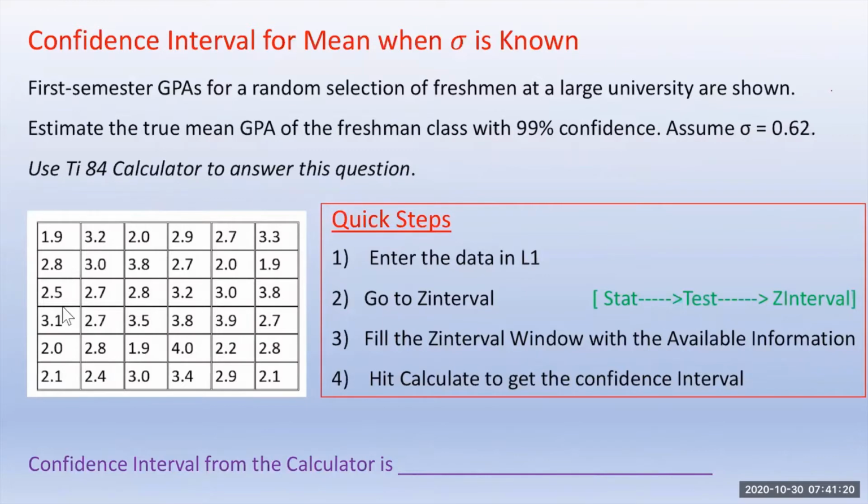First, since the data is given, we are going to enter the data under list 1 in calculator. Then we go to Z interval by pressing stat, test, and then Z interval. Then we fill the Z interval window with the available information given here in the problem. And then we hit calculate to get the confidence interval. Let me demonstrate this in TI-84 calculator.